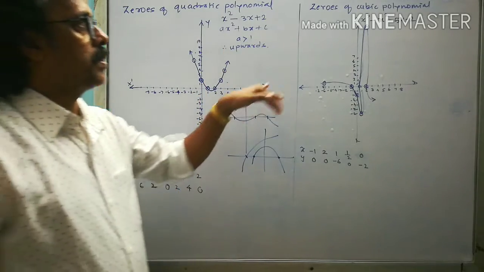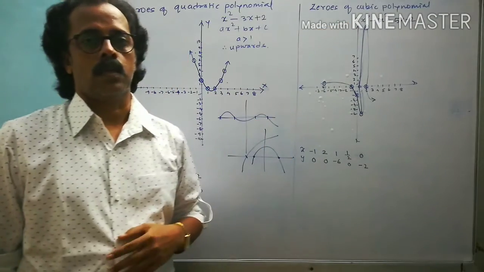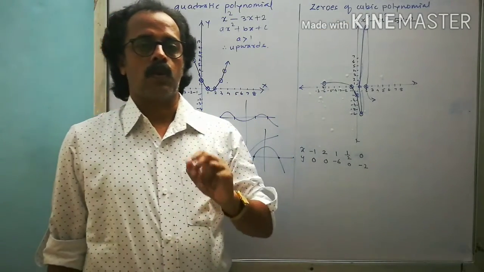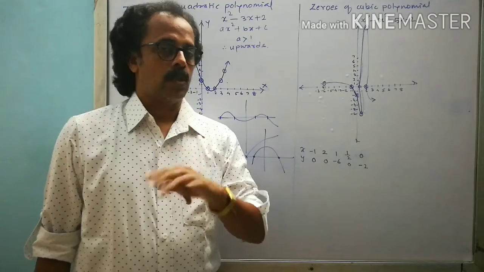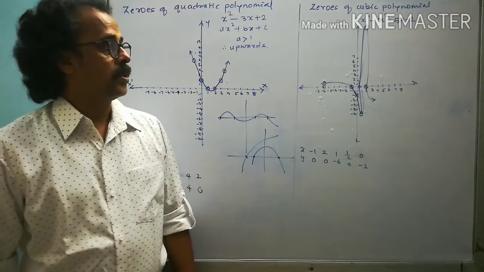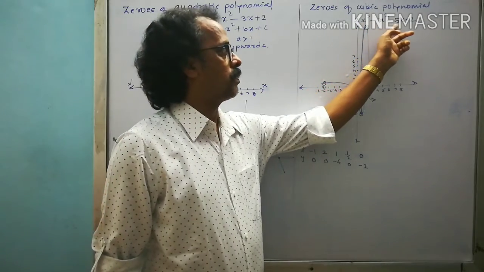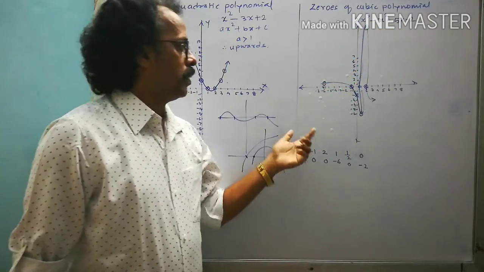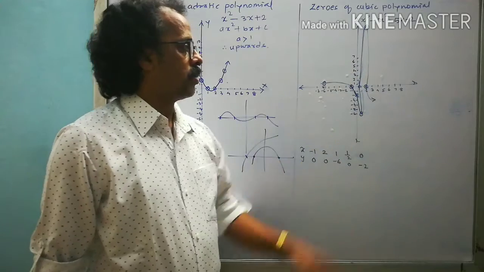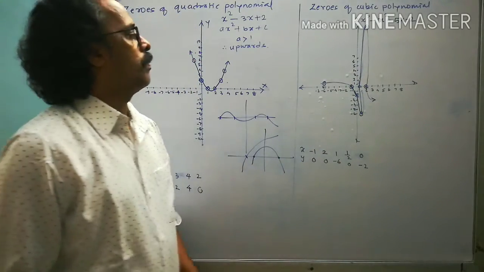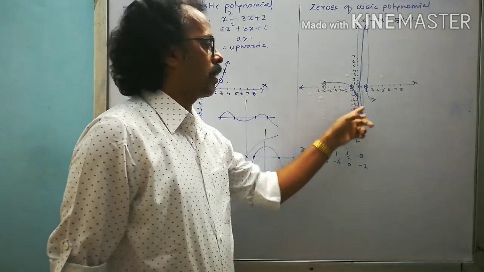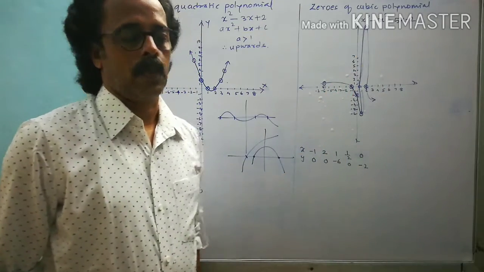Now next is the zeros of a cubic polynomial. Again, what does cubic polynomial mean? It has a degree of how much? 3. So obviously it will have 3 zeros of the polynomial. If we plot a graph of 2x cube minus x square minus 5x minus 2, then it is found that I am getting a total of 3 values of x. Now these 3 values of x you could see in a graph. So you can get a cubic graph like this.